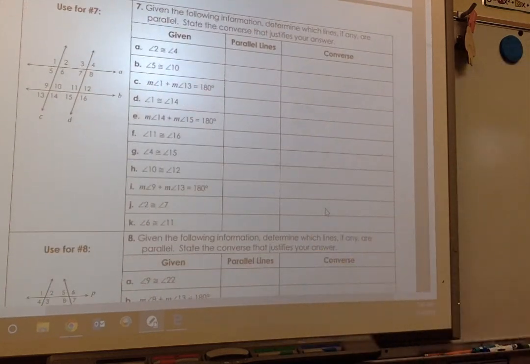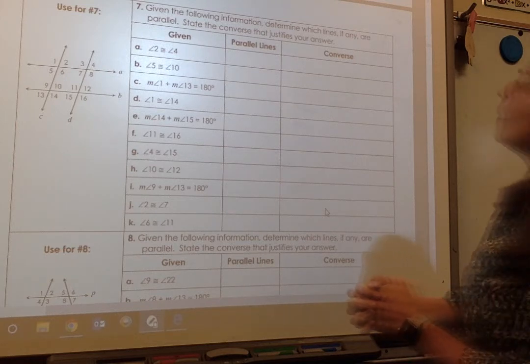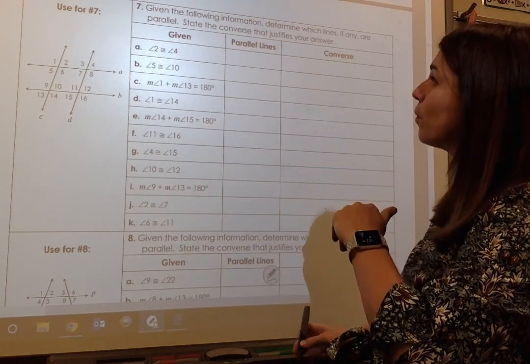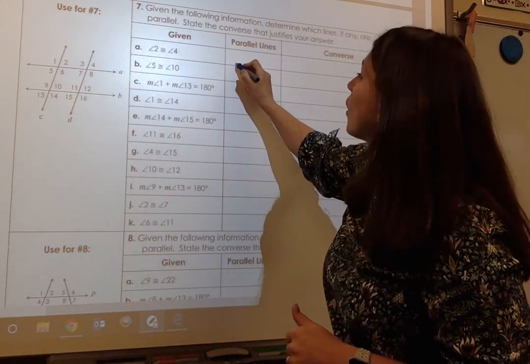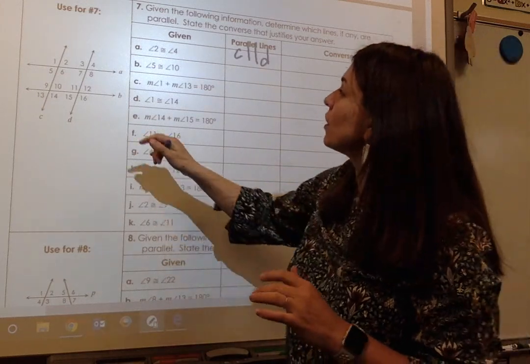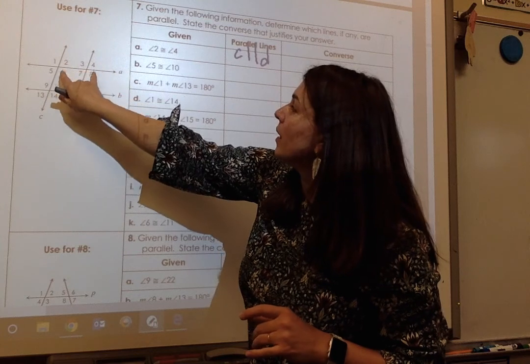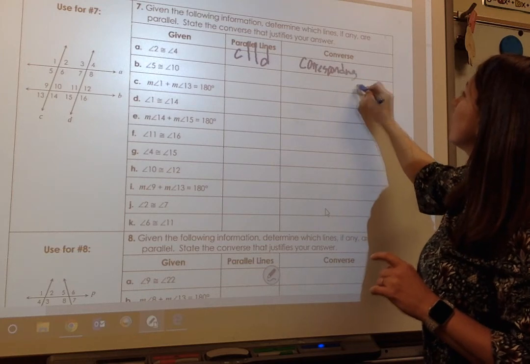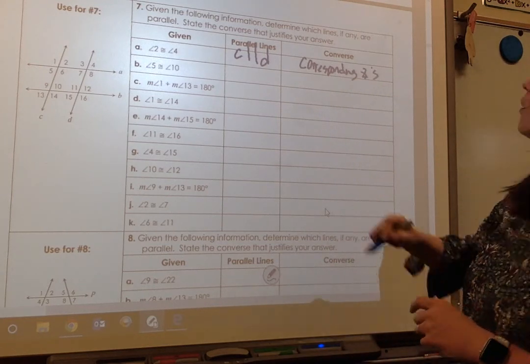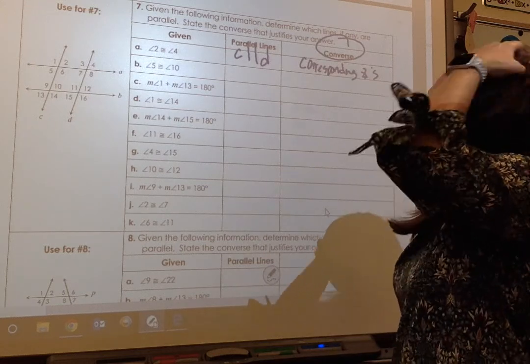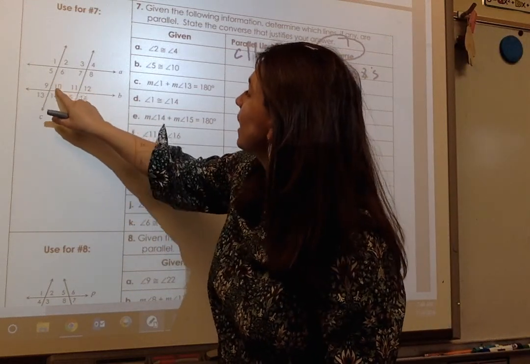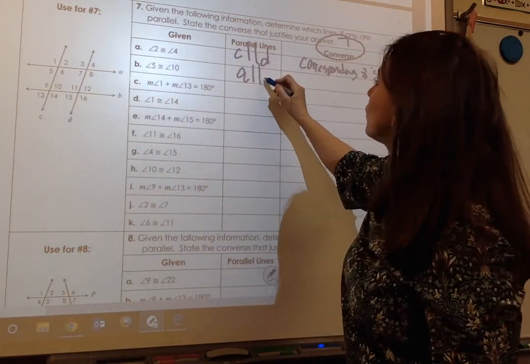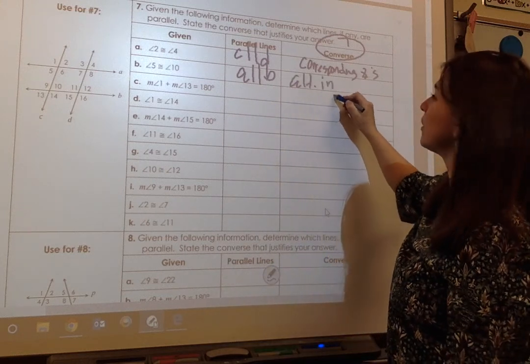All right, so let's look real quick at this back page. My given statement says that angle 2 is congruent to angle 4. So my parallel lines then are going to be C and D, and the reason is going to be corresponding angles. And notice I'm not putting converse there because that's already included in that column. So if you look at angles 5 and 10, those are alternating interior, and we're talking about A and B, which makes those alternating interior.